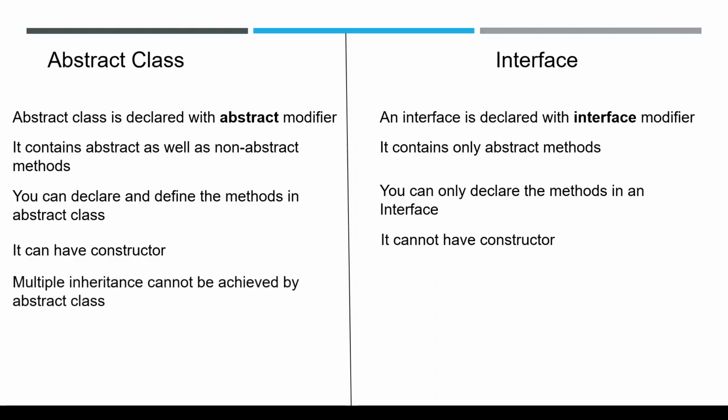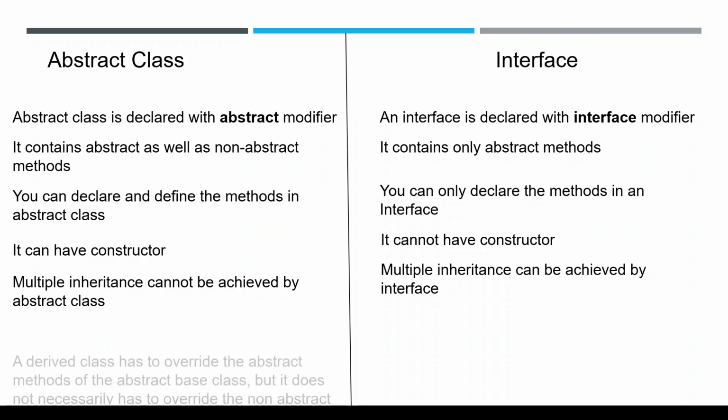Another difference between the abstract class and the interface is that multiple inheritance cannot be achieved by an abstract class, but with an interface we can achieve multiple inheritance. That means in other languages, when a derived class inherits two or more classes, it is called multiple inheritance, but the same thing is not possible in C#. So using an abstract class we cannot achieve multiple inheritance, but using interfaces we can. We will see that in a moment.